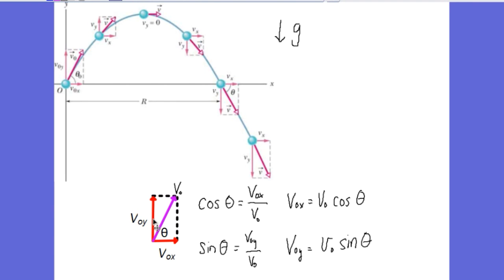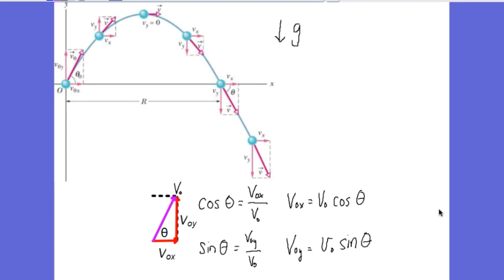this is what it looks like. But we could have drawn them head to tail just like that. And if you envision that triangle, this is the triangle that we're going to use for our analysis here. The cosine is the adjacent over the hypotenuse, and the sine is the opposite over the hypotenuse. So we can solve those equations for v initial x and v initial y, and we see that the x component of velocity is the initial velocity times the cosine of the launch angle, and the initial velocity in the y direction is the initial velocity times the sine of the launch angle.